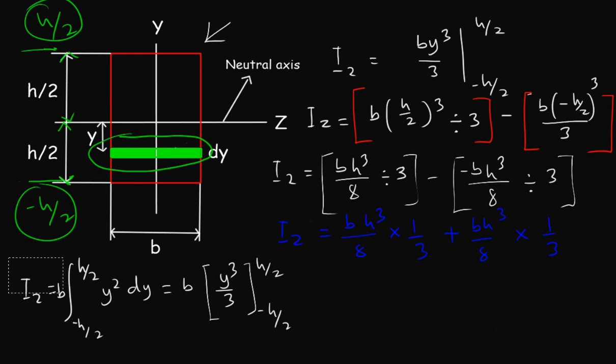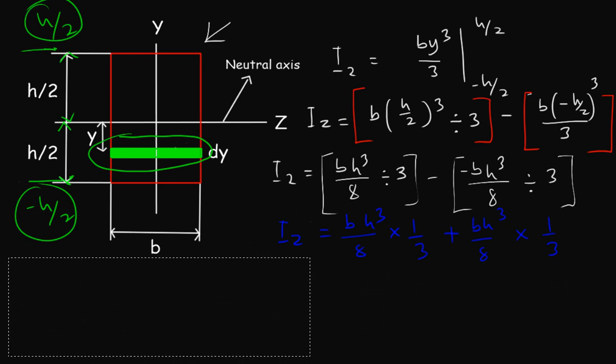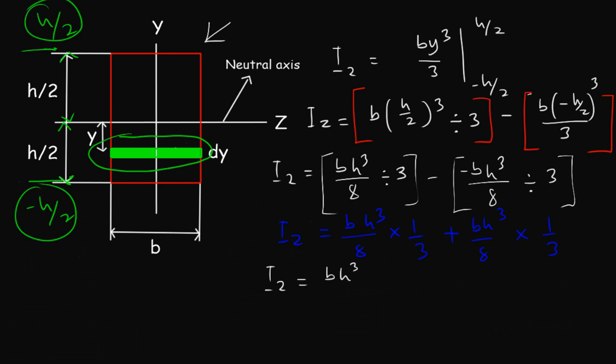Let me free up some space here. Now I'm going to simplify this. This will be equal to b h cubed divided by 8 times 3, that would be 24, plus b h cubed divided by 24. When I add these two values, you are going to have b h cubed divided by 12. So this will be the formula for the second moment of area for a rectangular cross section. That's Iz equals b h cubed divided by 12.